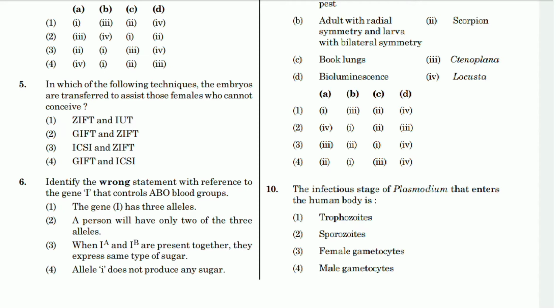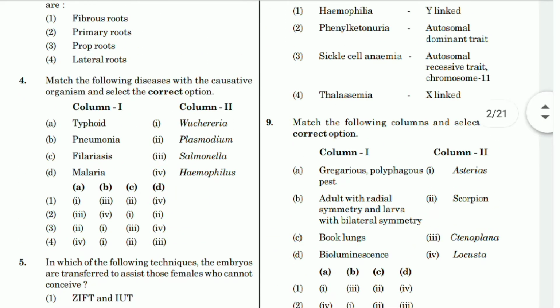Next question is, identify the wrong statement with reference to the gene I that controls ABO blood group. The options are option A, the gene I has 3 alleles. Option B, a person will have only 2 of the 3 alleles. Option C, when IA and IB are present together, they express the same type of sugar. And option D, allele i does not produce any sugar. The right answer from these is the third one, option C. That is, when IA and IB are present together, they express the same type of sugar is a wrong statement.